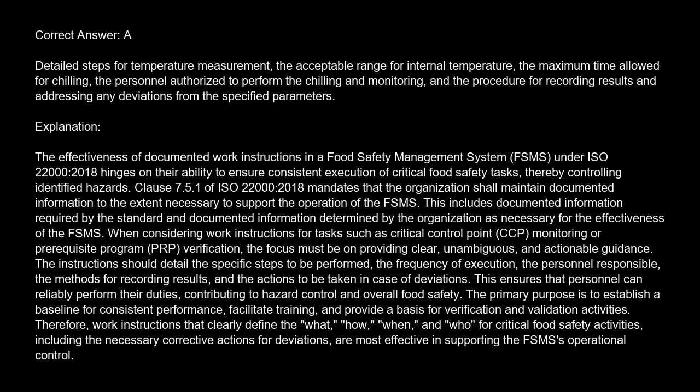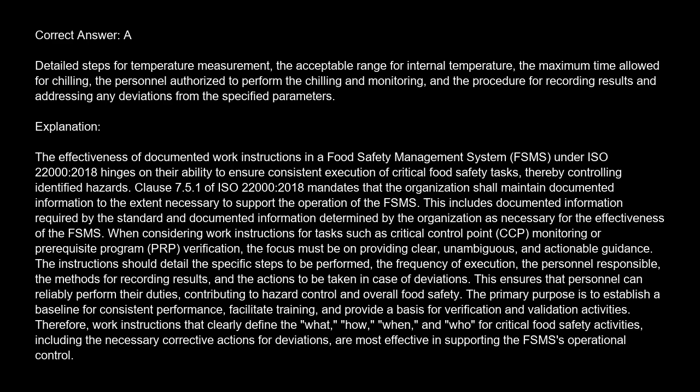Explanation: the effectiveness of documented work instructions in a food safety management system, FSMS, under ISO 22000:2018 hinges on their ability to ensure consistent execution of critical food safety tasks, thereby controlling identified hazards. Clause 7.5.1 of ISO 22000:2018 mandates that the organization shall maintain documented information to the extent necessary to support the operation of the FSMS.